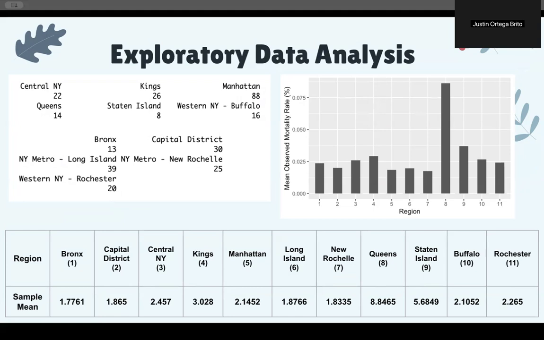We observed that the mortality rates do vary per region at first glance, with region 7, corresponding with New Rochelle, having the lowest observed mean mortality rate, while region 8, corresponding with Queens, has the highest observed mortality rate by a rather large margin. And below is a table displaying the values for the mean observed mortality rates for each region.